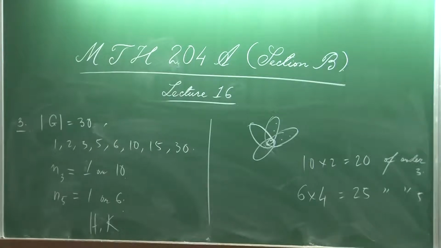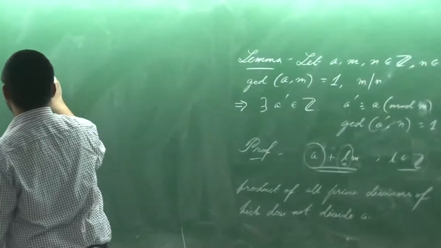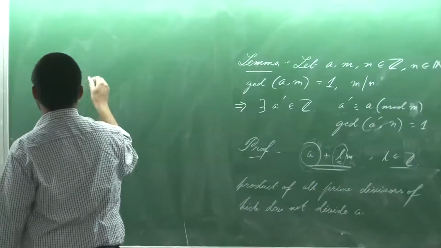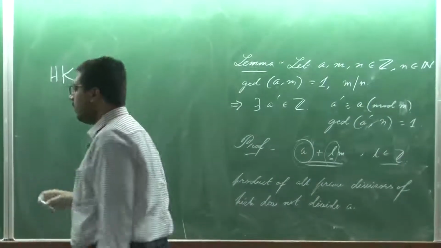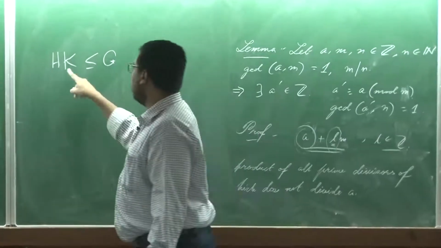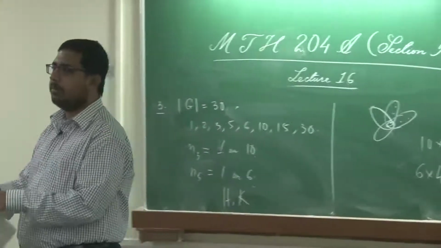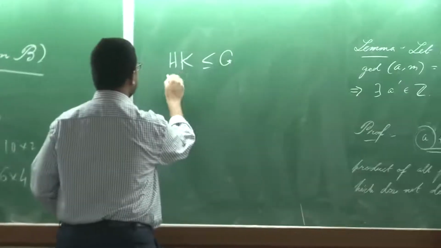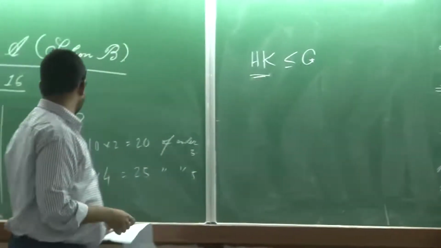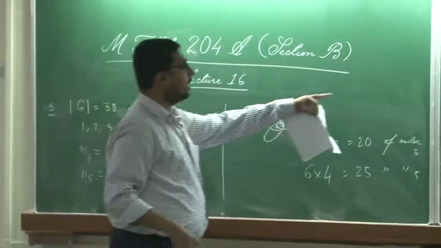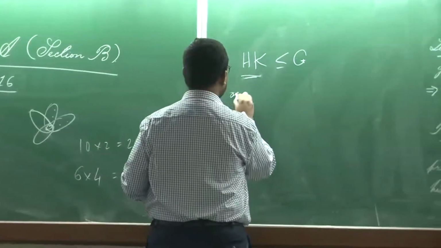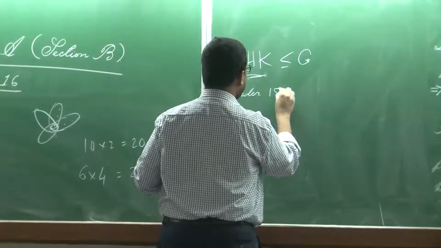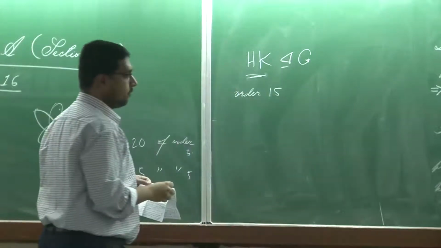When H is normal, then just their product HK is going to be a subgroup of G, right? Because for two subgroups H and K, it will form a subgroup if one of them is normal. And then you see, what's the order of this subgroup? Since they have trivial intersection, this is going to have order 15. Hence, this is also normal in G.